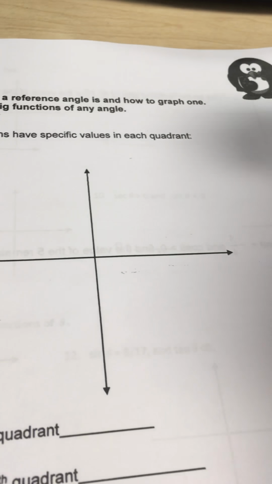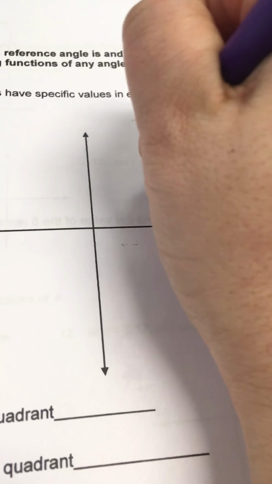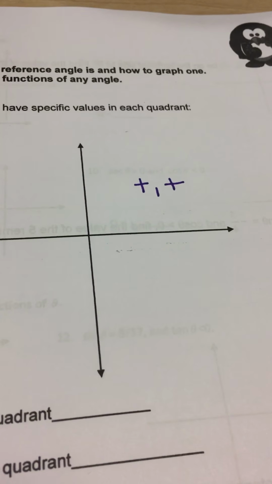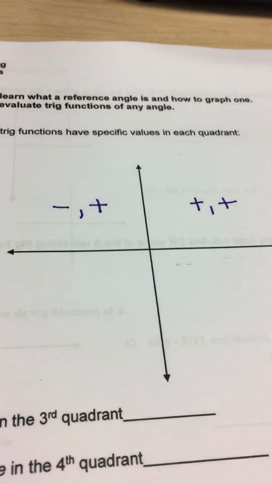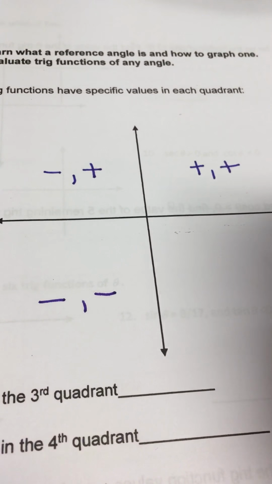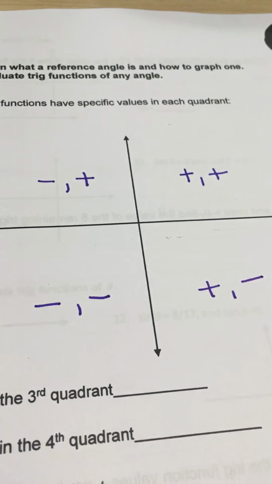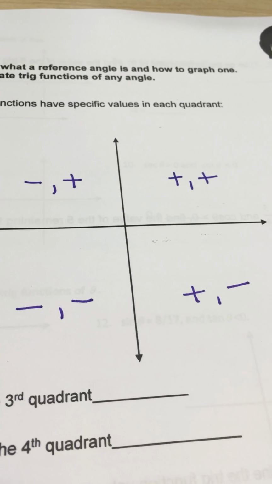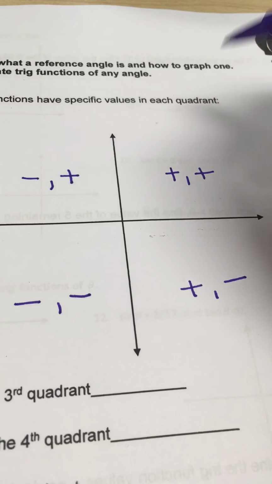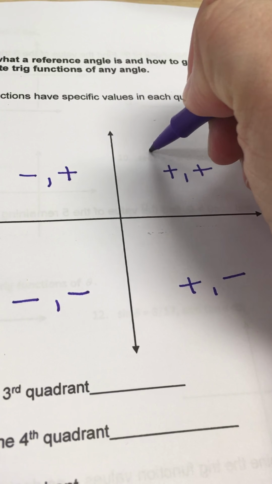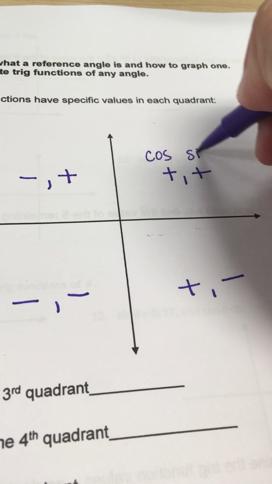Alright, so let's go back to some of the stuff we did in the last unit and algebra. In the first quadrant, the x's and y's are both positive. In the second quadrant, x is negative, y is positive. Third quadrant, they are both negative. In the fourth quadrant, I have a positive and a negative. Now, just a reminder, from the last unit, cosine is the x value and sine is the y for every single one of these.